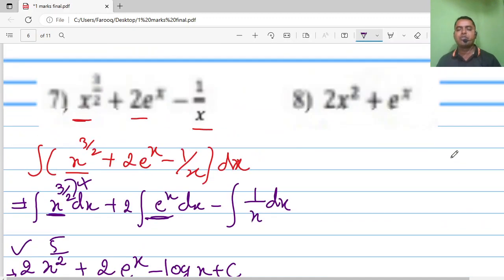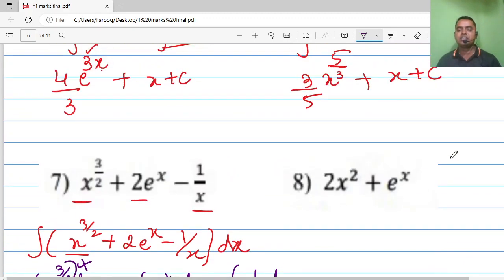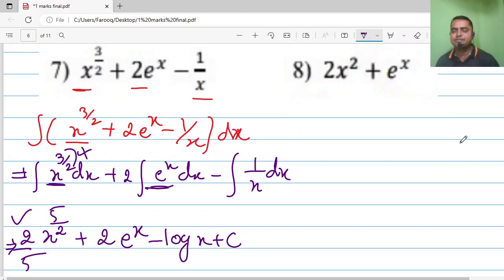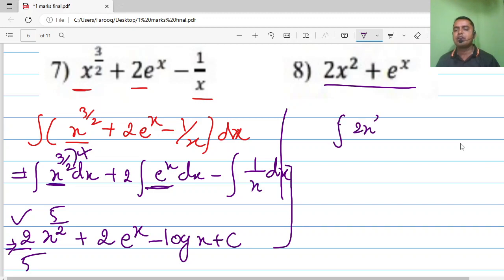Just what we are doing, we are using the formula. In the last video we did how to use the formulas. So integration of 2x square plus e raised to x. Look at this problem.